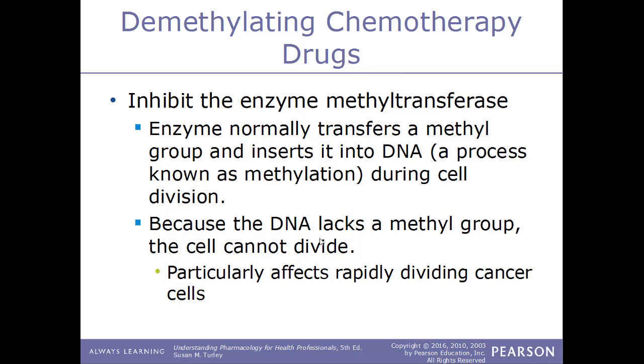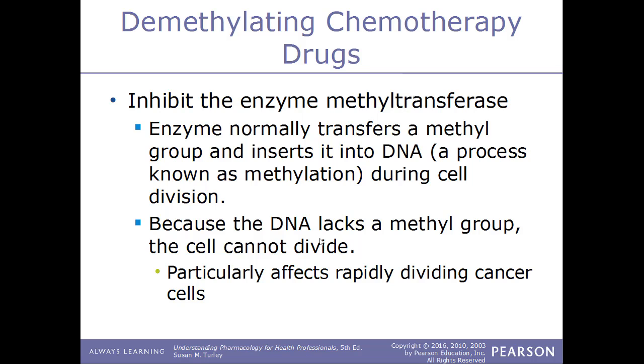Another kind of chemotherapy drug we'll talk about are the demethylating chemotherapy drugs. And these act because they inhibit the enzyme methyltransferase. Now, this enzyme normally will transfer a methyl group and insert it into DNA, and this process is called methylation during cell division. So a demethylating chemodrug will inhibit this enzyme from working. So when this happens, the DNA will lack that methyl group, and therefore the cell can't divide.